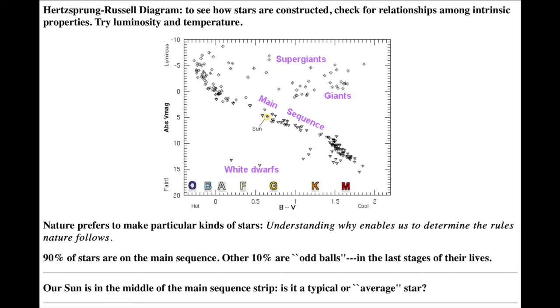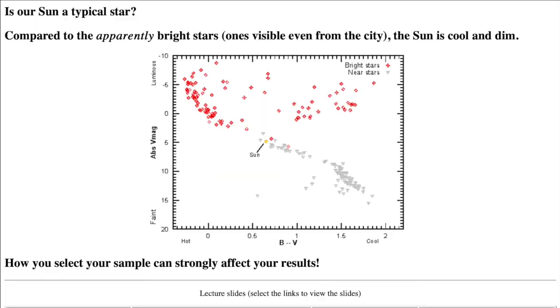90% of the stars in the universe are regular adult stars on the main sequence. The other 10% are oddballs in the last stages of their lives and are the subject of another lecture. The giants and supergiants are cool but luminous stars in their dying stage of their life, and white dwarfs are the dead cores of stars slowly cooling off. Our Sun is in the middle of the main sequence strip. So the question is then, is the Sun a typical or average star?